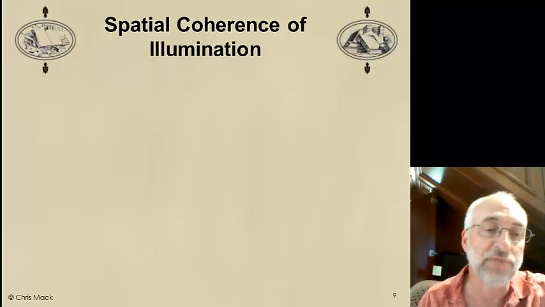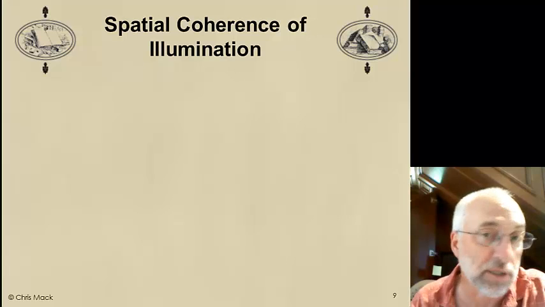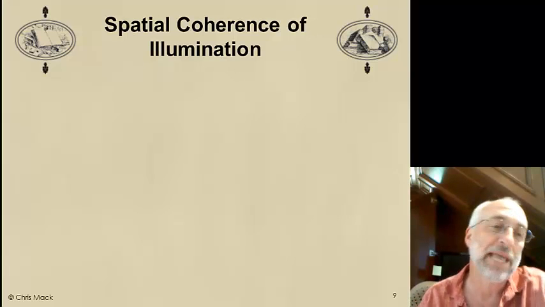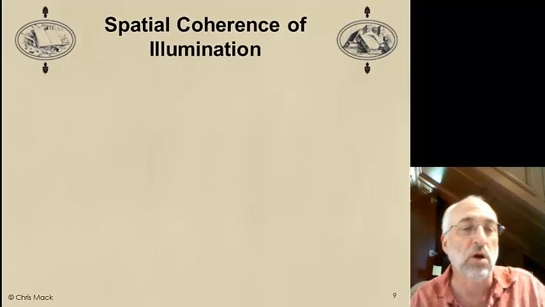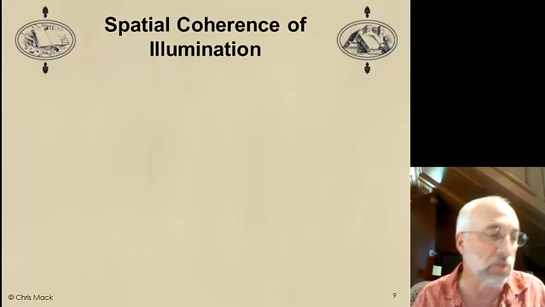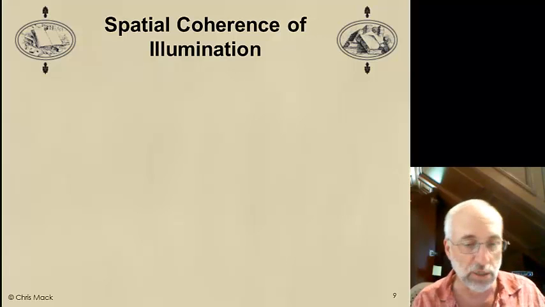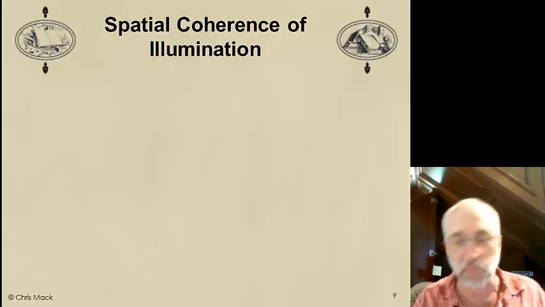Often in lithography, we drop the word spatial and we only say the coherence of the illumination. And that can be confusing because some people might think we're talking about the temporal coherence, especially if we use laser light sources. But that's not what we're talking about. When we say coherence of illumination of the mask, we're talking about the spatial coherence.